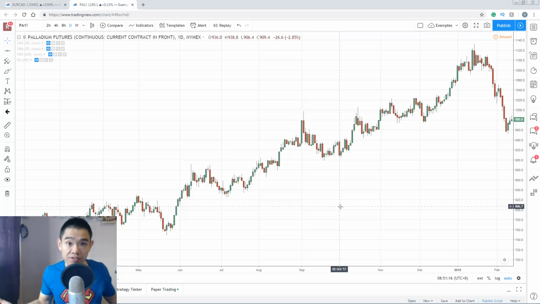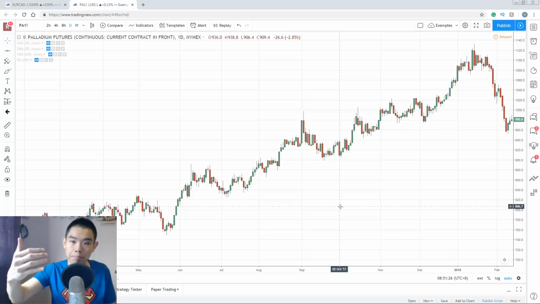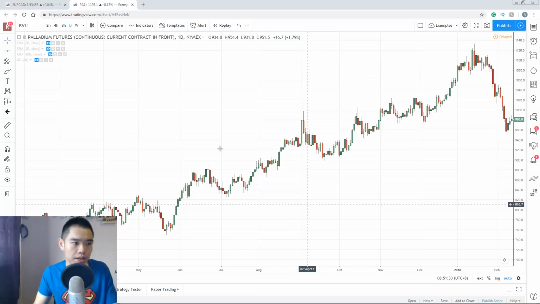So how do you define value? There are numerous ways you can define value: support, resistance, trend line, channel, moving average. Basically, areas on your chart where the market mean reverts to. It sounds complex, but I'll explain, and you'll realize that it's not that difficult of a concept to grasp.